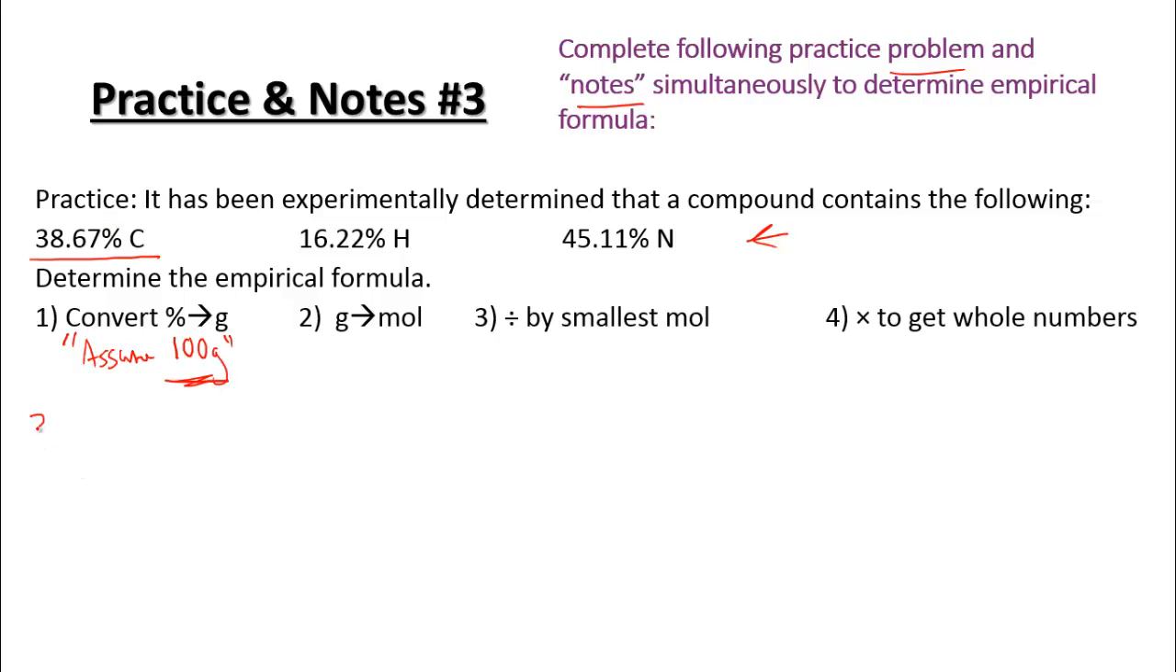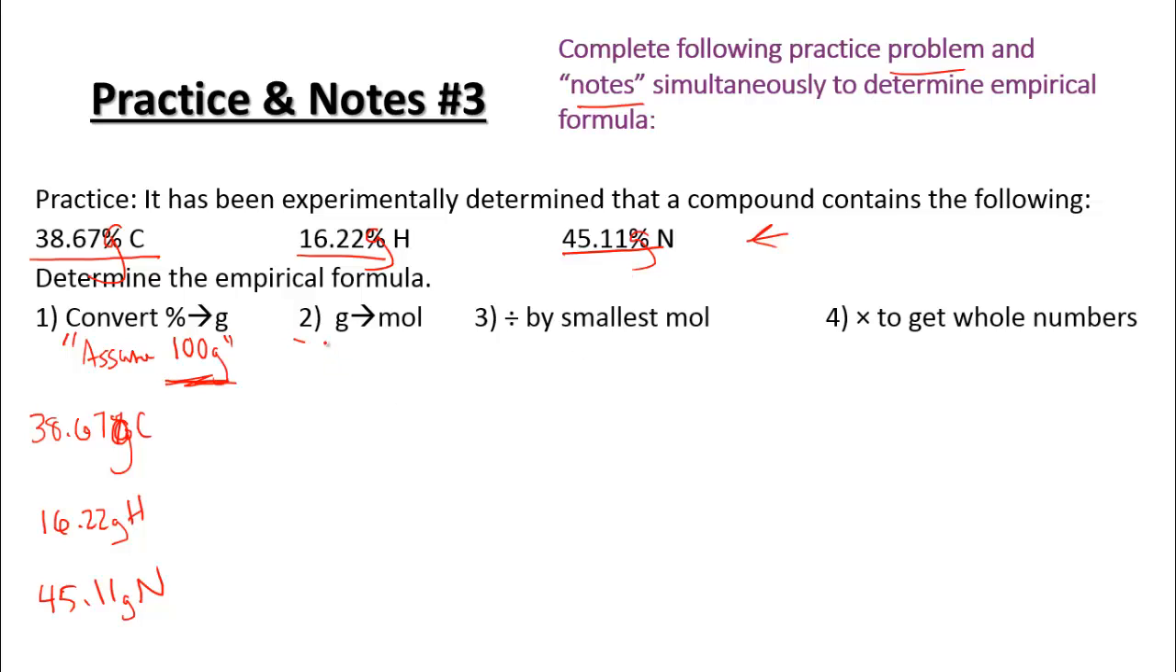So we can write this down. 38.67 grams of carbon. That's how many grams of carbon we have. We have 16.22 grams of hydrogen, and we have 45.11 grams of nitrogen. And that's how much we have in 100 grams of the substance. So it's like a little trick. You assume you have 100 grams, these percents become the gram amount in 100 grams.